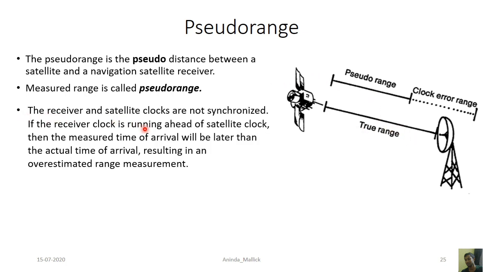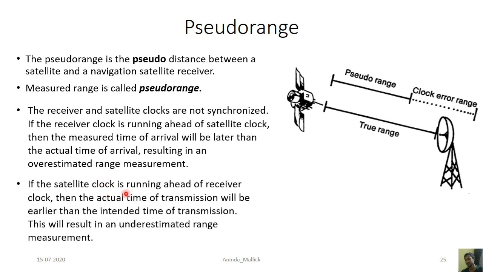The receiver clock and satellite clocks are not synchronized, because atomic clocks are used in the satellite and a quartz clock is in the receiver. If the receiver clock is running ahead of the satellite clock, then the measured time of arrival of the signal is later than the actual time of arrival. That causes an overestimated range measurement. And if the satellite clock is running ahead of the receiver clock, then the actual time of transmission will be earlier than the intended time of transmission. In this case, it will cause an underestimated range measurement.